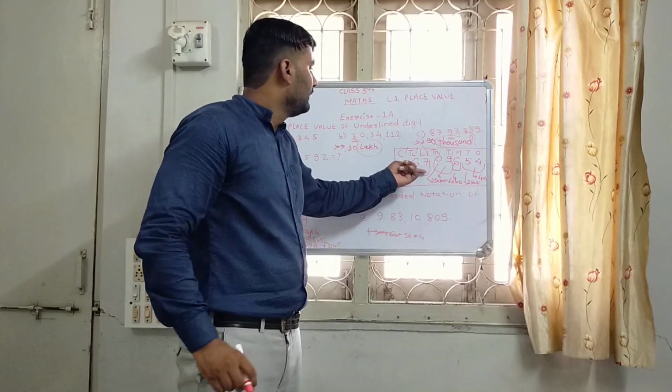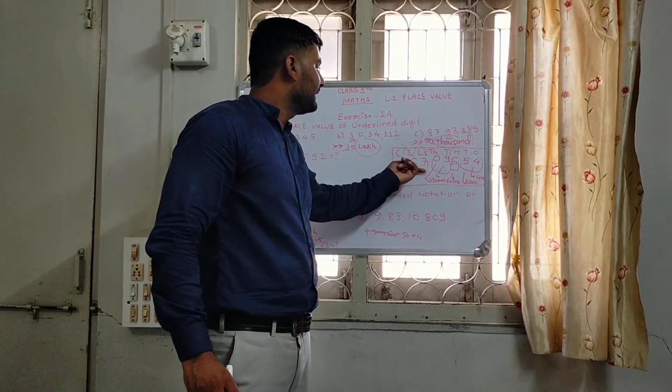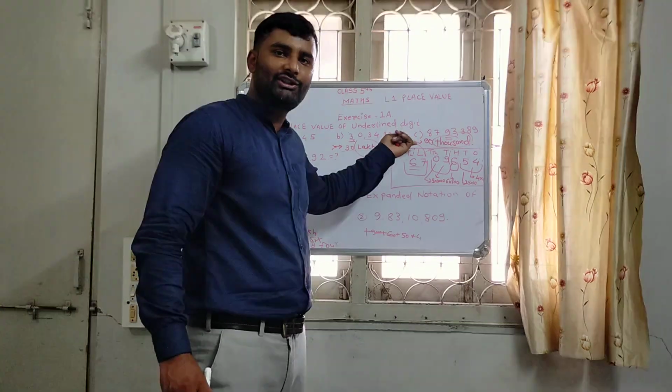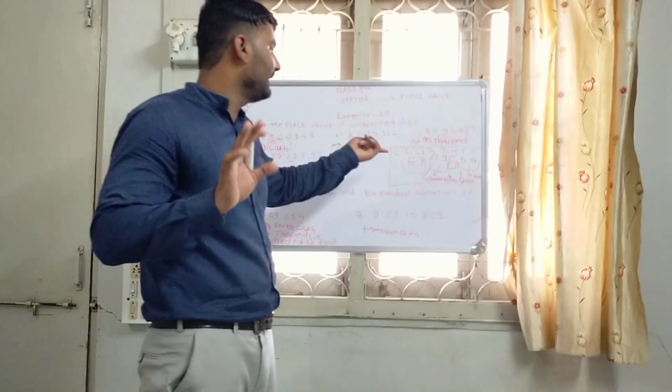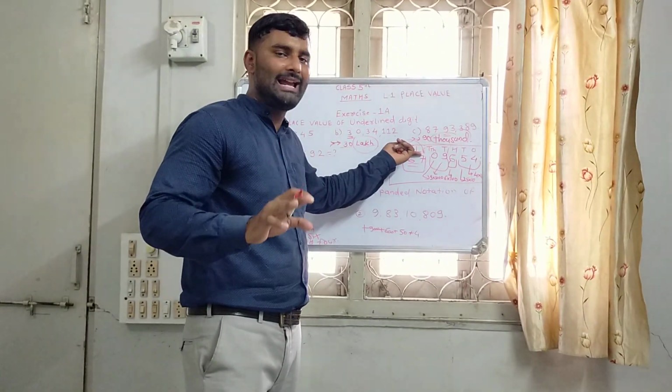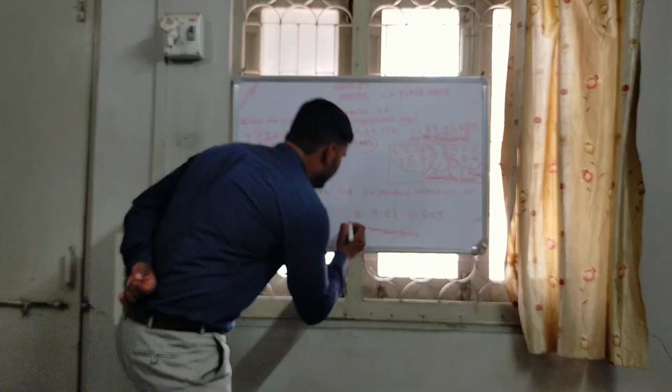Okay. Now what is the value of 7? The value of 7 is 7 multiplied by the position or place value. 7 multiplied by lakh. That means 7 lakh.